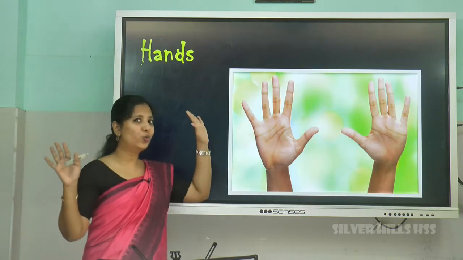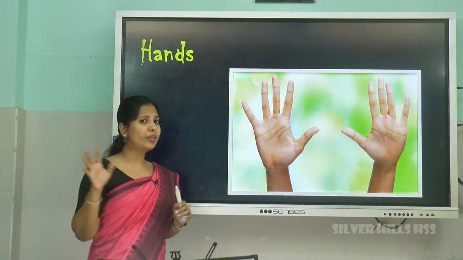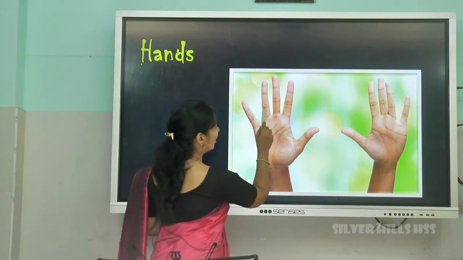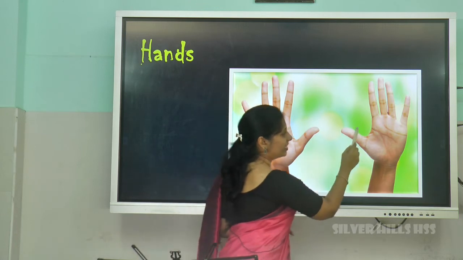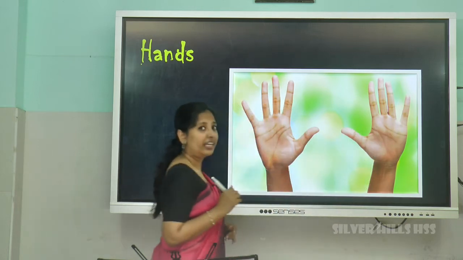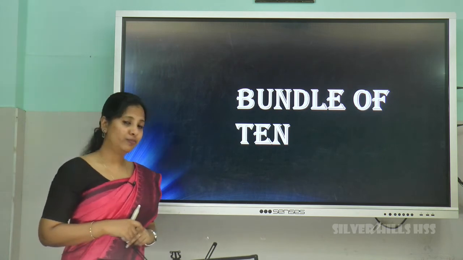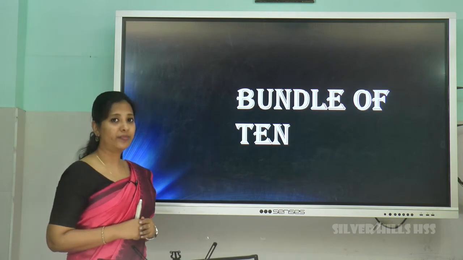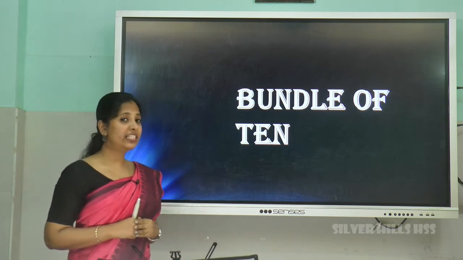We all have two hands, right? How many hands? Two hands. So, how many fingers are there altogether? Let's count. 1, 2, 3, 4, 5, 6, 7, 8, 9, 10. 10 fingers. So, now we will move on to the next session, that is bundle of 10. Here we will learn how we will represent the tens and ones.